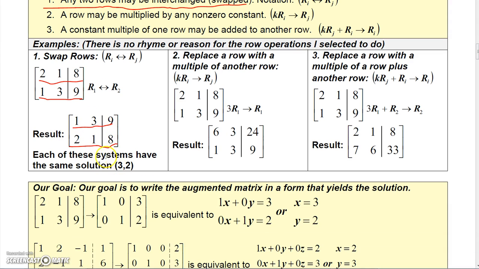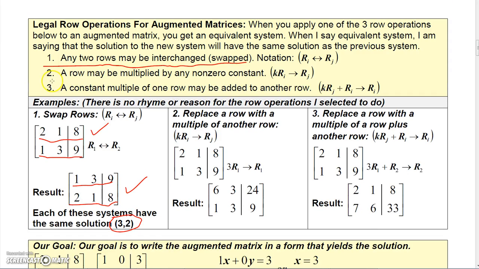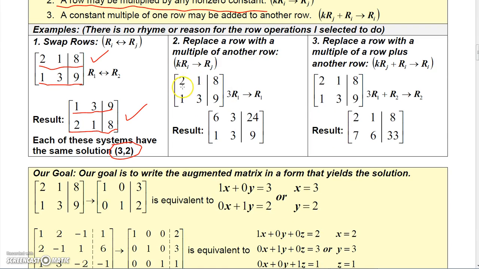We learned earlier that the answer to this was 3, 2. So we're kind of cheating here because I'm telling you the answer is 3, 2, and I'm telling you that the answer is going to be 3, 2 regardless of whether it's in this form or whether it's in this form. Okay, now the second one says I can multiply a row by a non-zero constant. So if I wanted to multiply, let's say for some reason I wanted to multiply row 1 by 3.